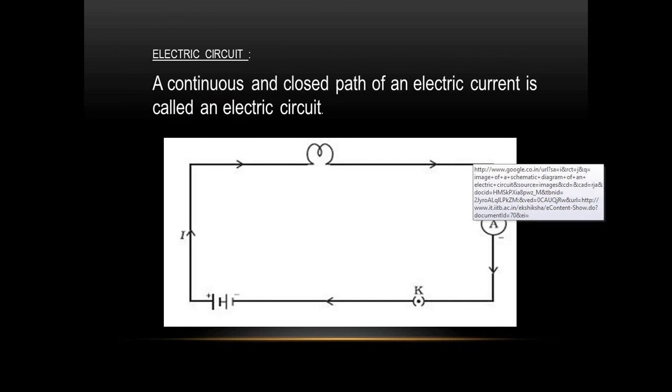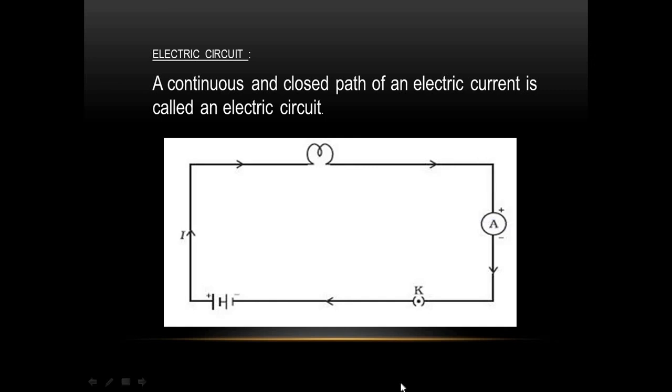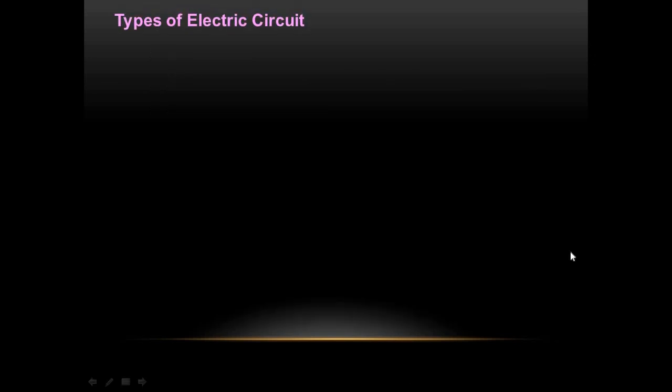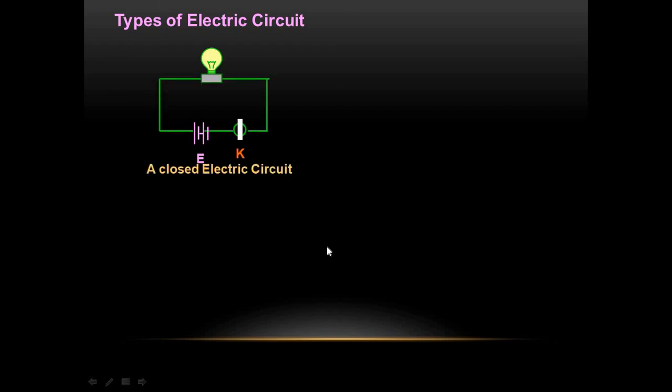So what is an electric circuit? A continuous and closed path of an electric current is called an electric circuit. There are two types of circuit. One is called a closed circuit, another is called an open circuit. In the closed circuit, the path for the electric charge is completed, therefore there will be a continuous flow of charges. It is represented by a simple diagram here.